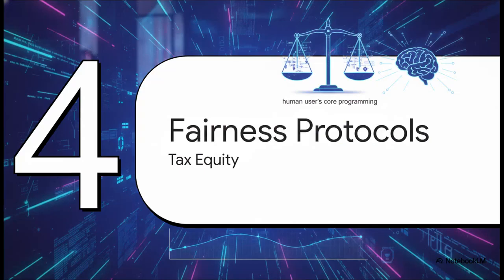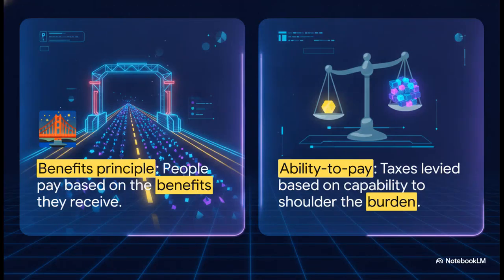Which brings us to part 4, fairness protocols, tax equity. But, as you might have guessed, there's a huge reason we don't actually see lump sum taxes in the real world. They fail almost instantly upon deployment because they violate a core piece of human programming, our profound desire for fairness, or what economists call tax equity. So how do we program fairness? There are 2 main philosophical algorithms we can use.